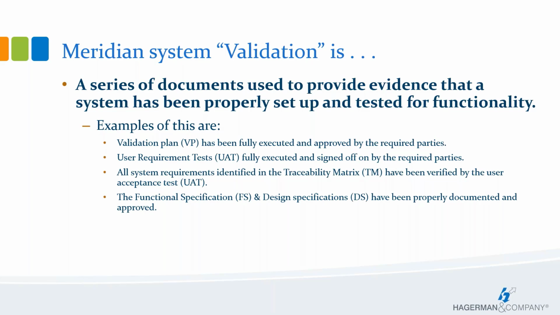So some examples of this are a validation plan has been fully executed and approved by the required parties. User requirements tests, or UATs, are fully executed and signed off on. All system requirements identified in the traceability matrix have been verified by the user acceptance test. And the functionality specification and the design specification have been properly documented and approved into the right systems. So these are some key components of what it actually takes to have a Meridian validation.